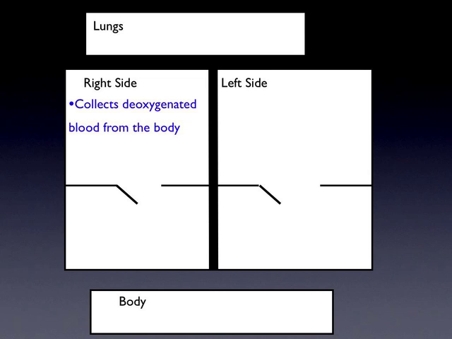What do you think about the amount of waste products in it? A lot. Right, it's high in carbon dioxide, because it picked up that carbon dioxide from cells throughout your body. So you can sort of think about this as blood that's kind of used up. It's already done its job. And now it's low in oxygen, it's high in carbon dioxide.